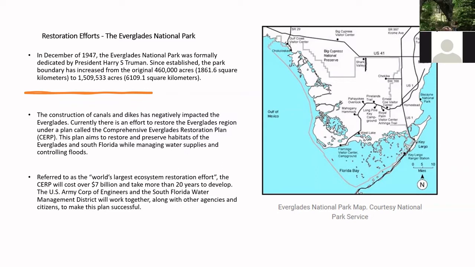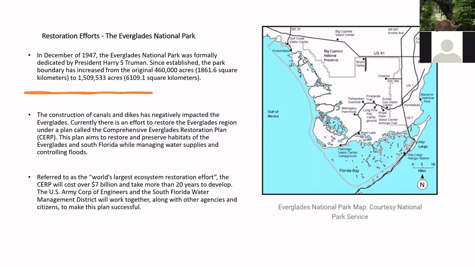The construction of canals and dikes has negatively impacted the Everglades. Currently, the effort to restore the Everglades region is under a plan called the Comprehensive Everglades Restoration Plan, also called CERP. This plan aims to restore and preserve habitats of the Everglades and South Florida while managing water supplies and controlling floods. Referred to as the world's largest ecosystem restoration effort, the CERP will cost over $7 billion and take more than 20 years to develop.